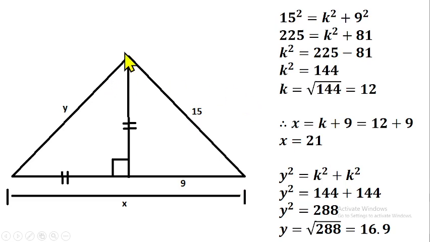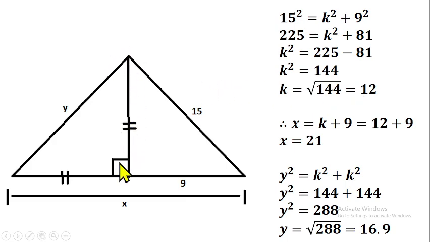The square of the hypotenuse side is equal to the sum of the squares of the remaining two sides, which is this side, which we have called k, the square of it, plus the square of this side, which is 9 squared. So 15 squared is 225 equals k squared plus 9 squared, which is 81. Collect the like terms. We take 81 to this side. You have k squared equals 225 minus 81, which gives us 144. So we can find k by finding the square root of both sides. So k will be equal to 12. That means this side is 12.